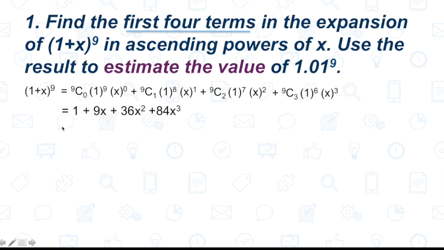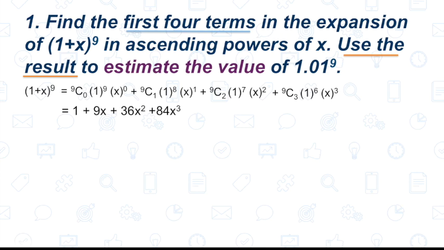Now, very important here is the next one. Use the result, okay? Use the result. This phrase is very important, and make sure that you follow this, because you can in fact use your calculator to get the value of 1.01^9. But what's more important here is to use the result and show your working, to get the estimated value.